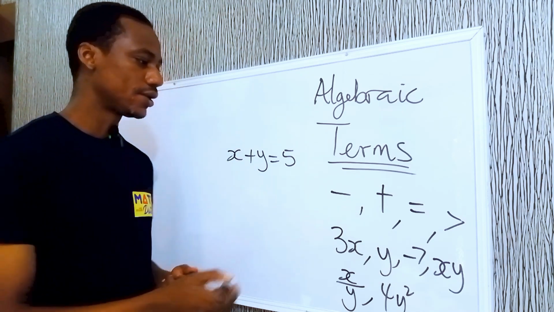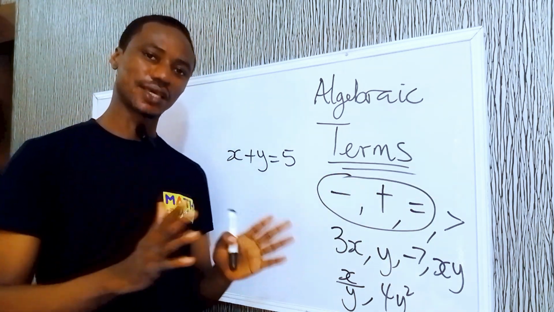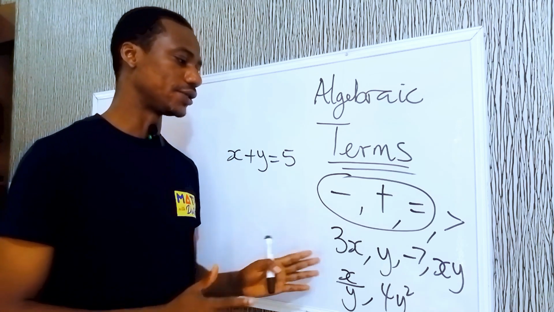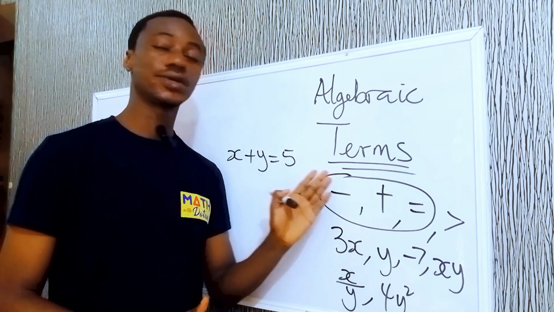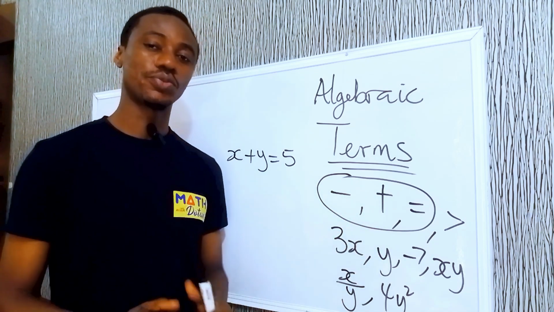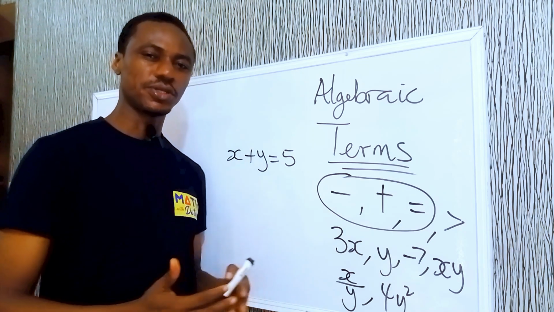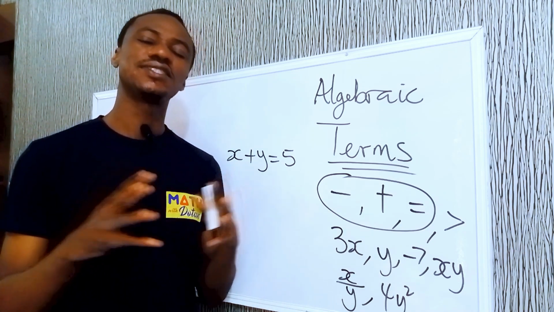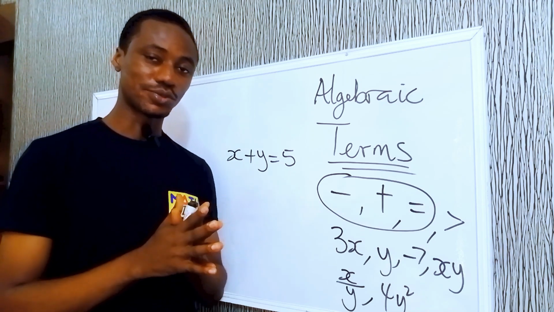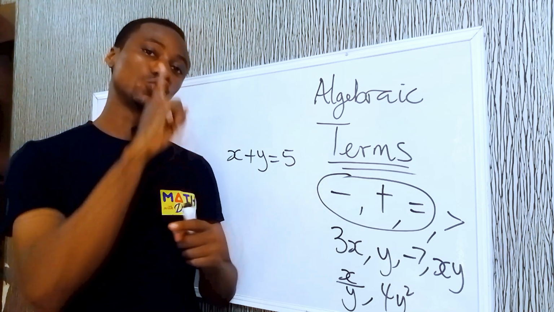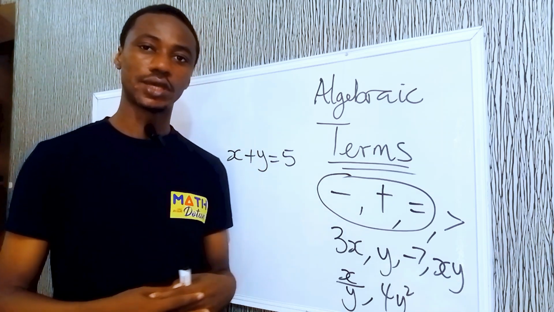So remember, basically we have the plus and minus as the 2 operations that separate terms, along with the equal sign. We have the minus and plus as the 2 basic operations that separate algebraic terms. Multiplication and division bind terms together, they don't separate them. So when you multiply 2 terms, that means you've turned them into a single term. Do you understand that?